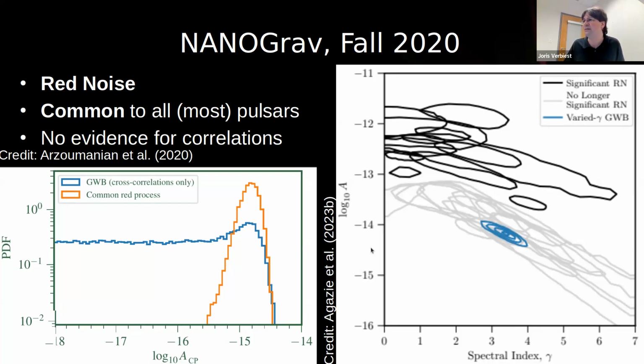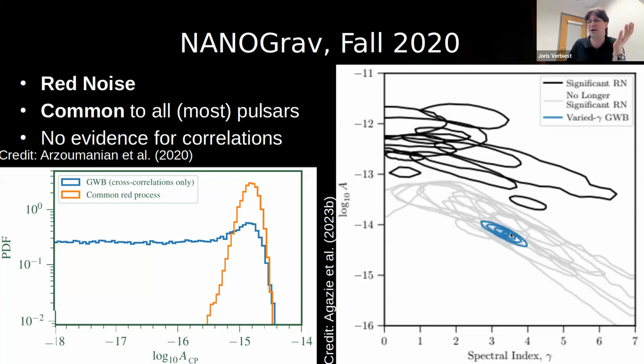Now, what we're looking at here is the amplitude of the red signal in the data and the spectral index of the red signal in the data. And so for each pulsar, they have a contour, which is, I think, the 1 sigma contour plot of the model that describes the red noise in that pulsar best. And so you've got black pulsars and gray pulsars. The black pulsars are the ones that have excess red noise, where the red noise is more powerful than this supposedly common signal.